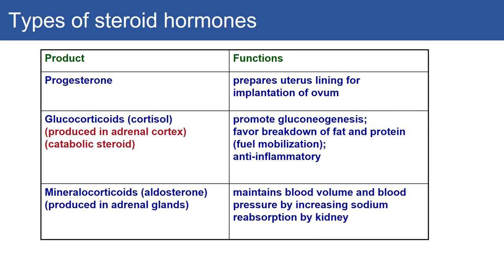Okay, so what are the types of hormones we have? We have progesterone. We have glucocorticoids, which is basically cortisol, and that promotes gluconeogenesis. We have mineralocorticoids, which are things like aldosterone.